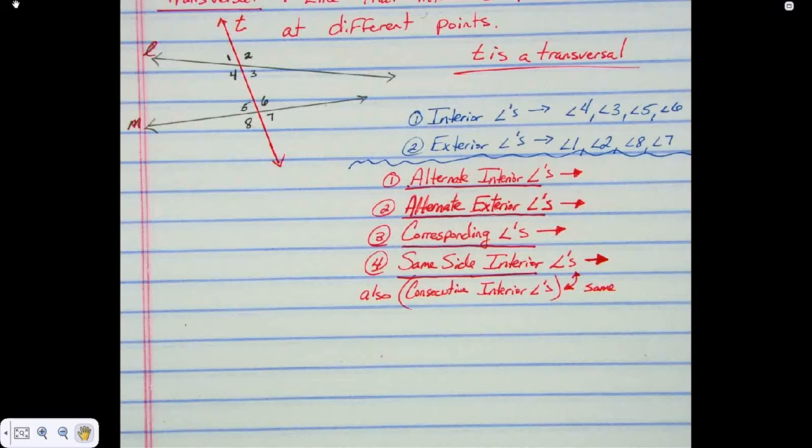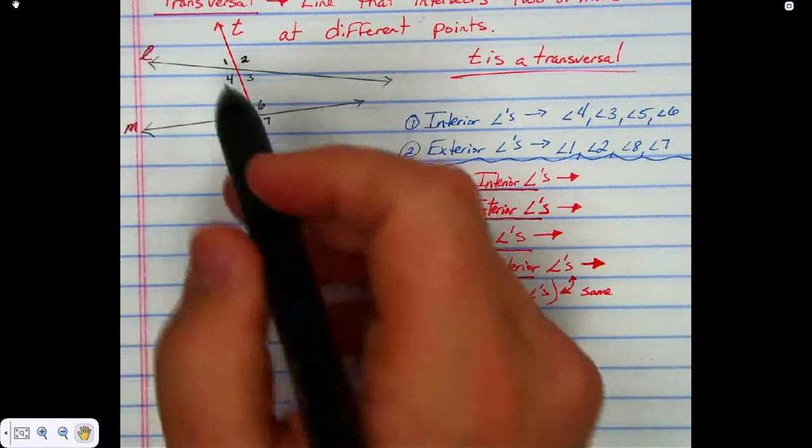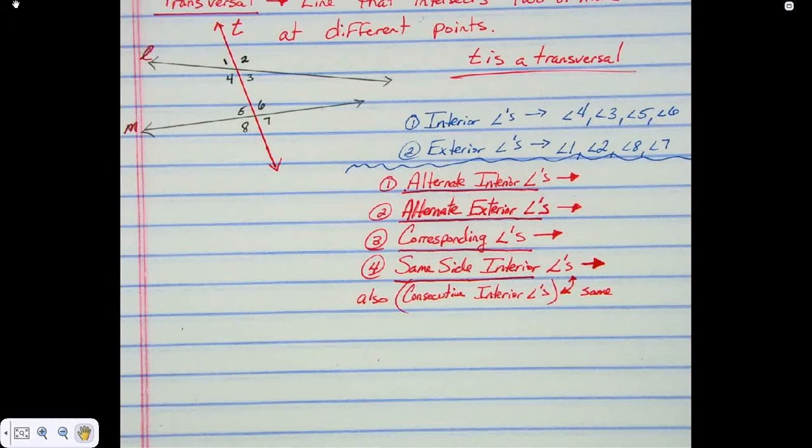Looking at this picture, looking right up here, if I was to tell you what the alternate interior angles were, would you give me an example of a set of alternate interior angles? Alternate interior angles, what would they be? He said 4 and 6. Does that make sense to you guys? I didn't say it was wrong. Oh, because on the different side of the line?